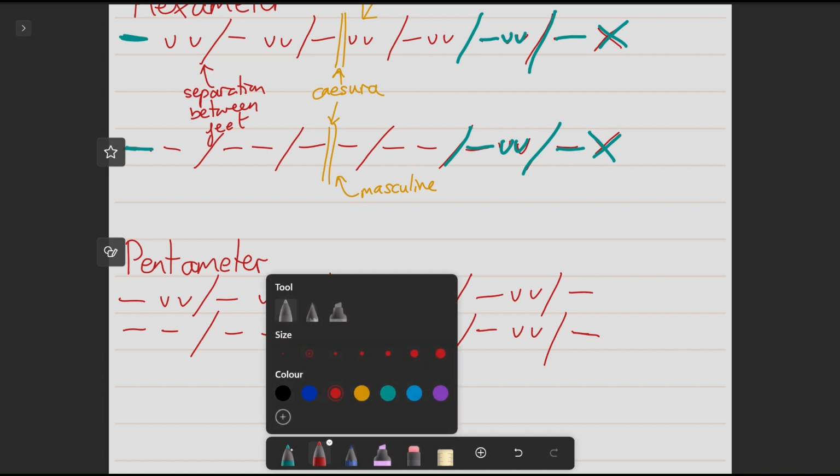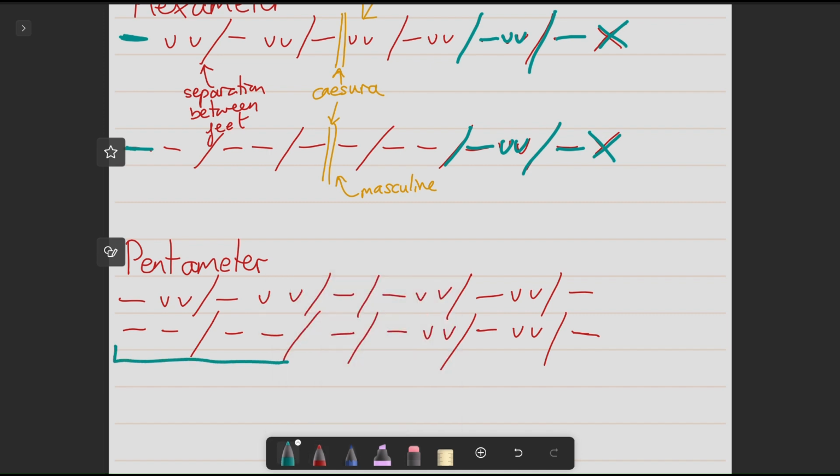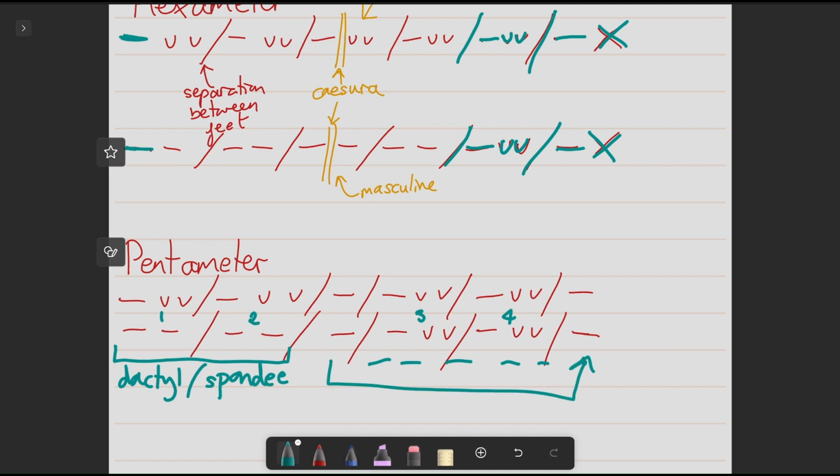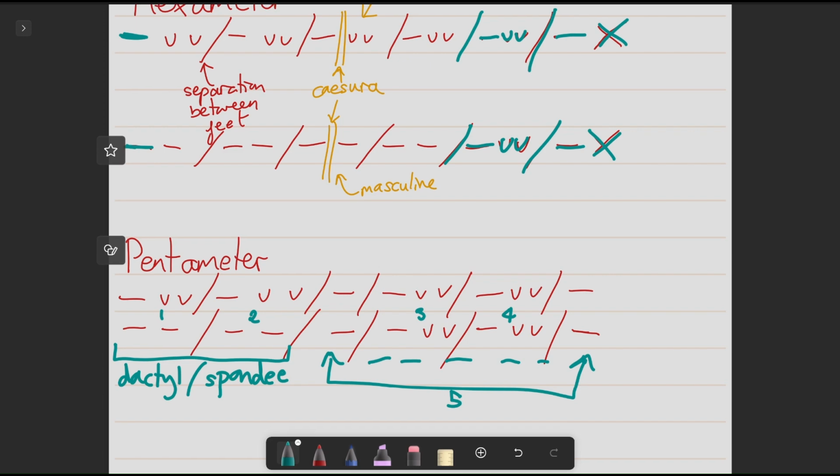So it's mainly the first 2 that will change. It's very rare that these two will change, but these ones can change from dactyl or spondee, whereas the other ones are usually dactyls. And it makes 5 because we've got 1, 2, 3, 4, and then both of these make 5. So we've got pentameter.